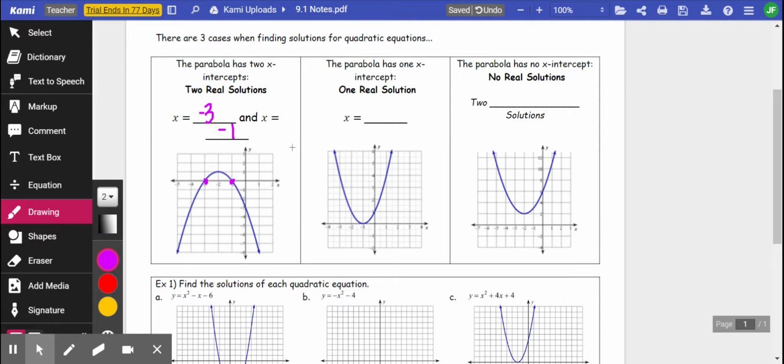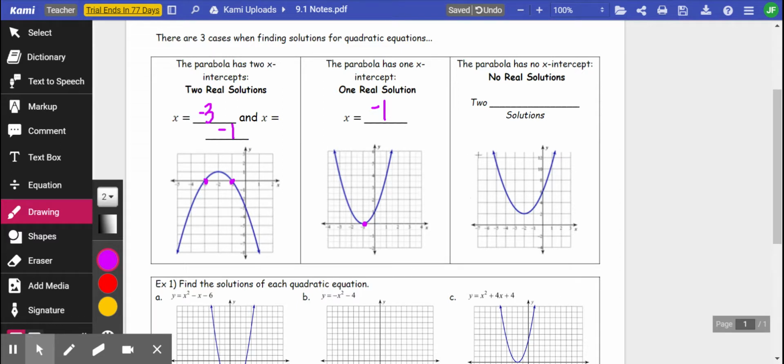The second case is where we're going to have just one point touch the x-axis and then go back the other direction. In Algebra 2, we call that a bounce. And that would just be one real solution. At that point, we have x equals -1.